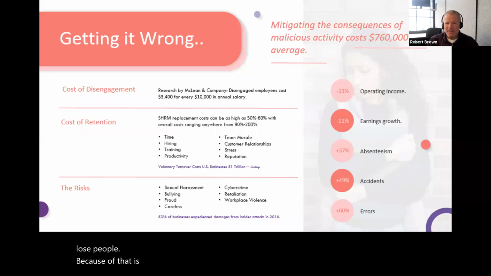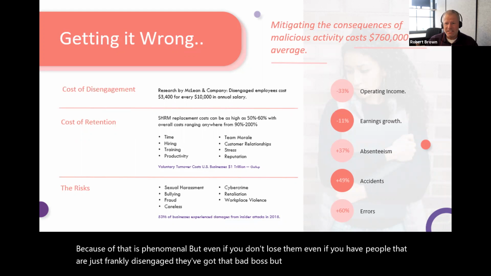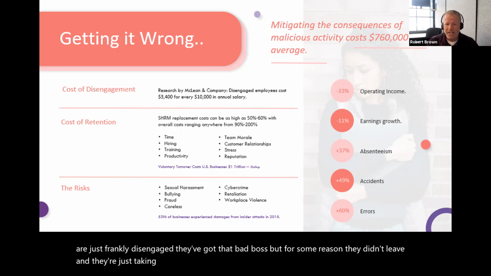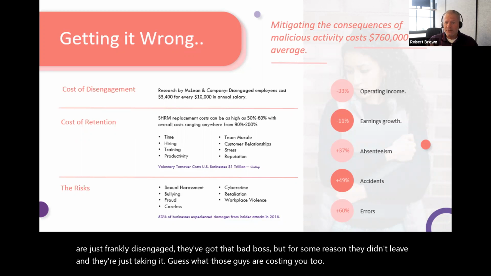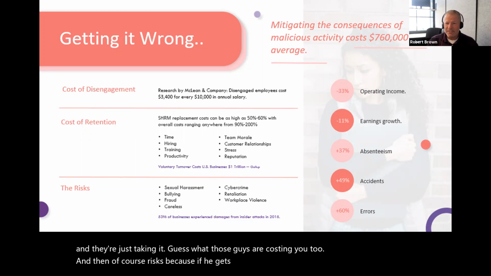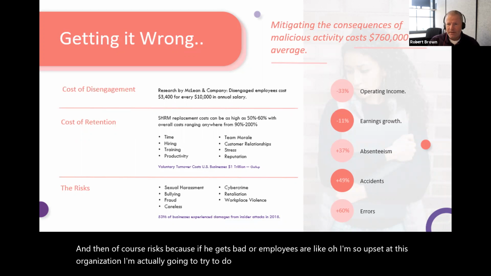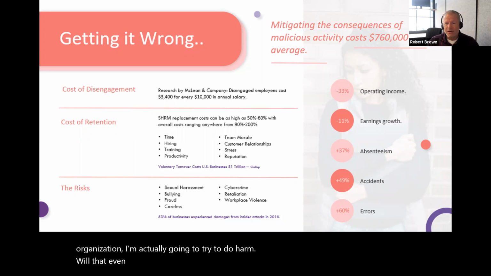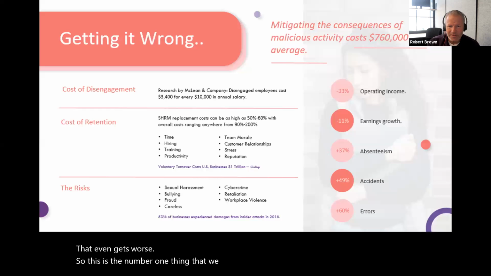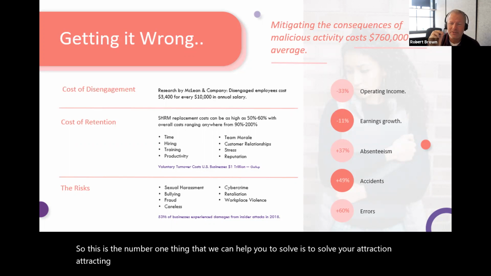But even if you don't lose them, even if you have people that are just frankly disengaged, they've got that bad boss, but for some reason they didn't leave and they're just taking it. Guess what? Those guys are costing you too. And then of course risks, because if it gets bad and employees are like, I'm so upset at this organization, I'm actually going to try to do harm. Well, that even gets worse. So this is the number one thing that we can help you to solve, is attracting and retaining people through your organization. And we're going to do it on good old-fashioned data and insight.